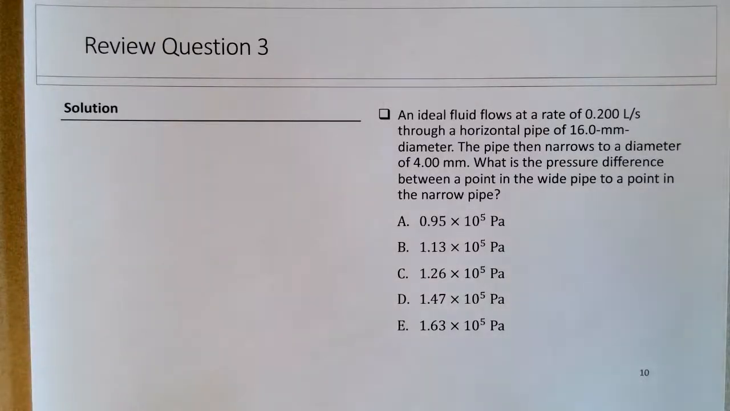Okay, so review question 3. The question states, an ideal fluid flows at the rate of 0.2 liters per second through a horizontal pipe of 16 millimeter diameter. The pipe then narrows to a diameter of 4 millimeters. What is the pressure difference between a point in the wide pipe, to a point in the narrow pipe?